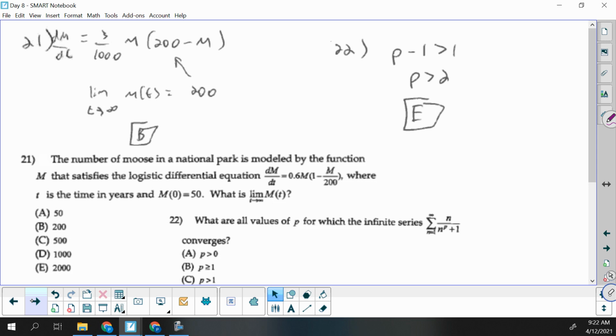In 22, we need that denominator exponent of p to be more than 1 greater. Because if you think of a p series, if it's just 1 over n to something, p had to be greater than 1. So we need p, because the numerator degree of n is 1, we need p to be more than 1 bigger than that, so we've got to have it be greater than 2. So choice E.